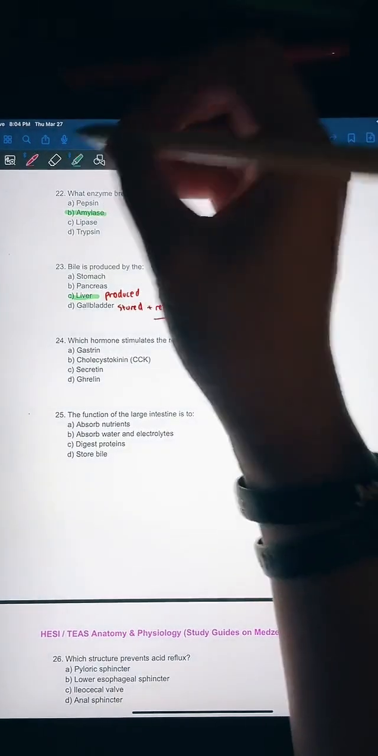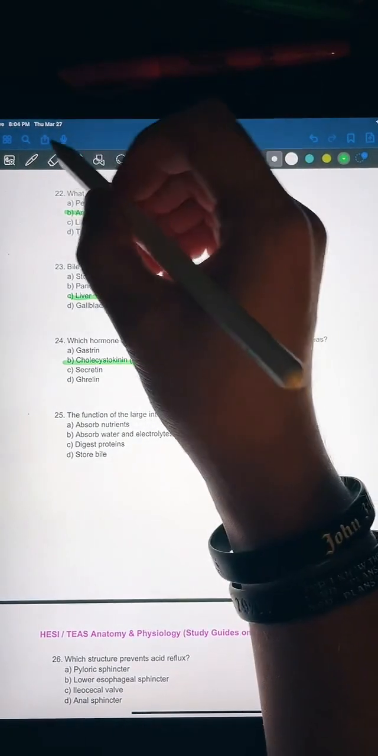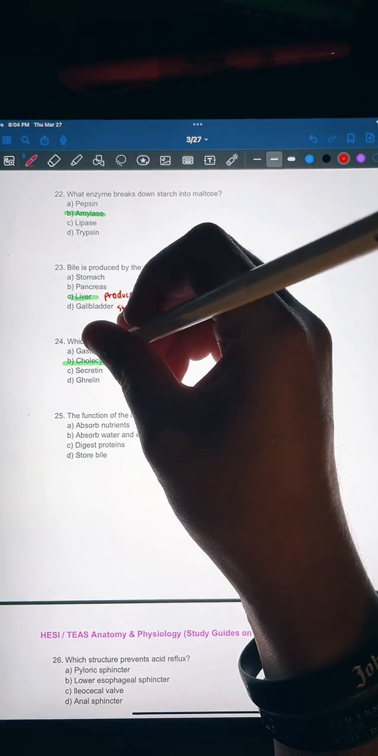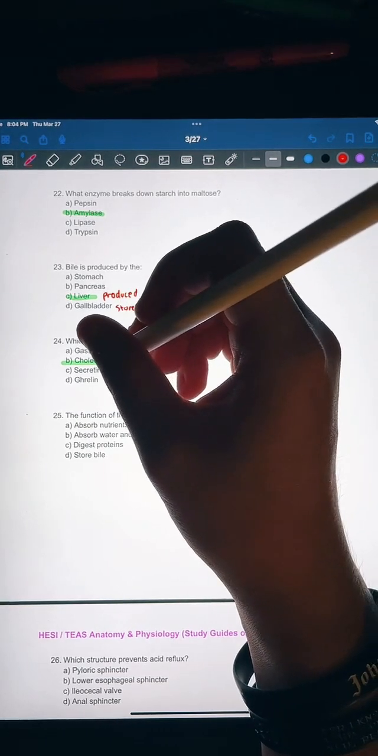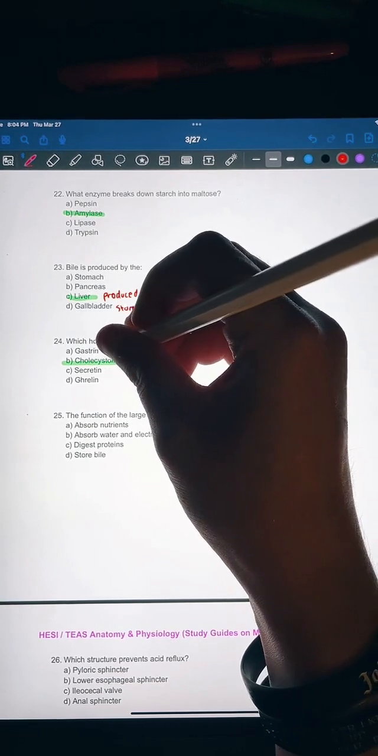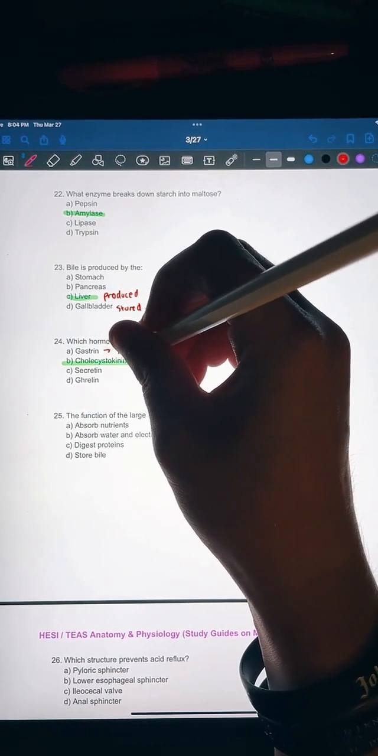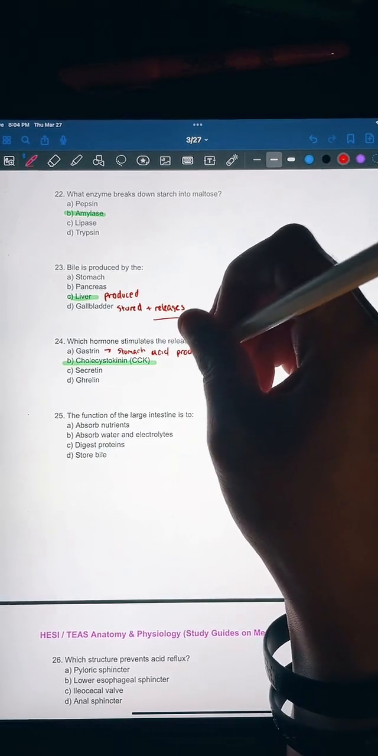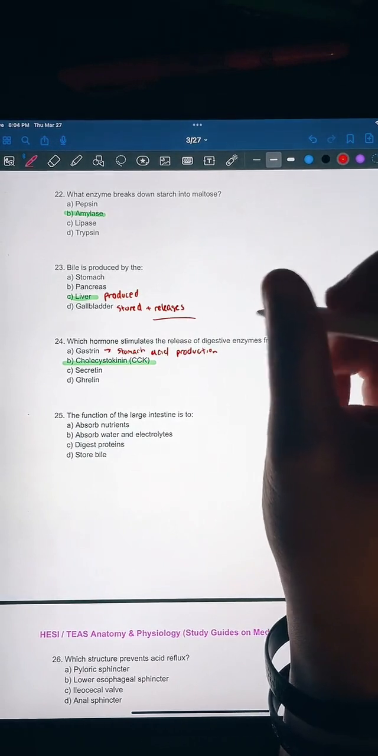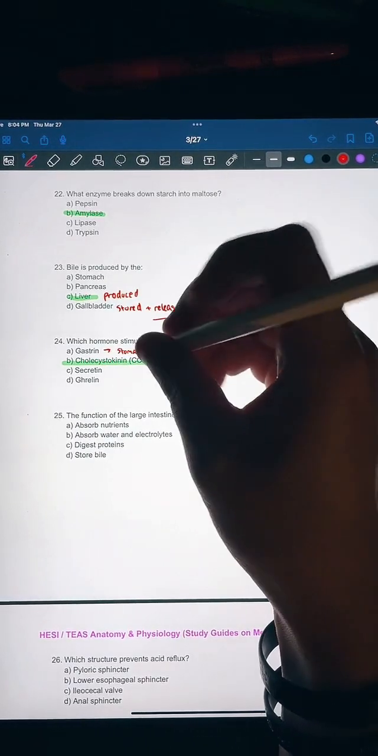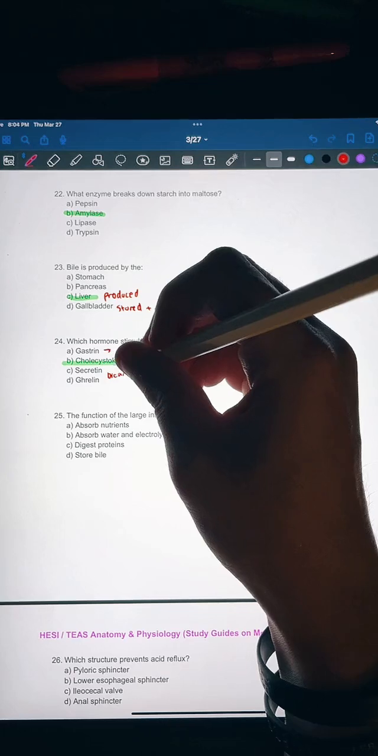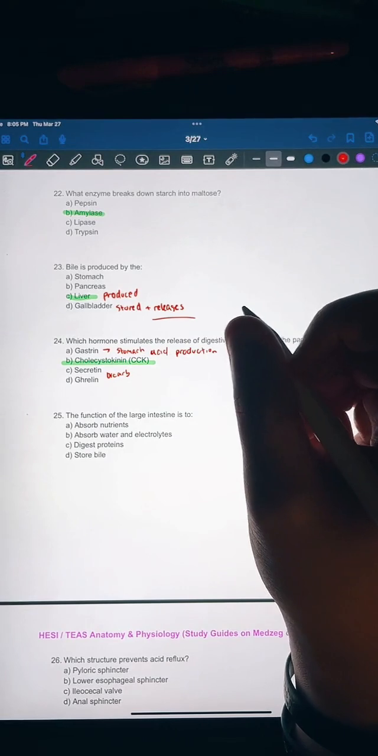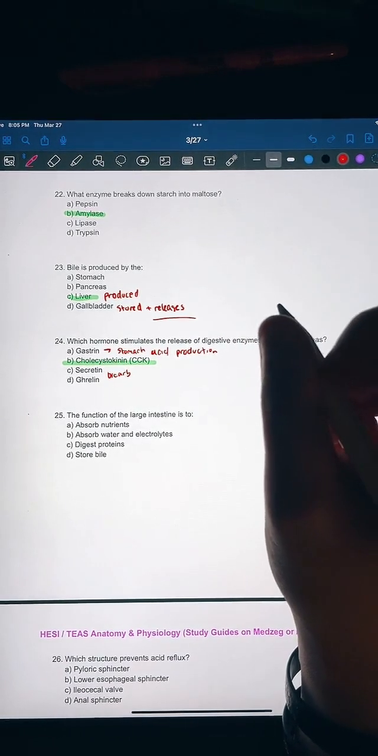So the answer to number 24 is B. It is CCK. A, gastrin. Gastrin stimulates stomach acid production. Secretin is going to stimulate bicarbonate release from the pancreas to neutralize stomach acid, but it does not stimulate enzyme release.